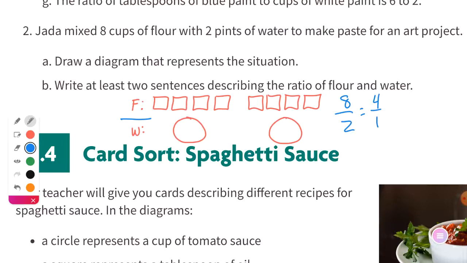Leo, what do you have? Ratio of water to flour is 2 pints to 8 cups. Okay, the ratio of water to flour is 2 pints to 8 cups. That works. Emmy? For every 4 cups of flour, there is 1 pint of water. Correct. Owen? For every 1 pint of water, there is 4 cups of flour. Yeah, for every 1 pint of water, there are 4 cups of flour.